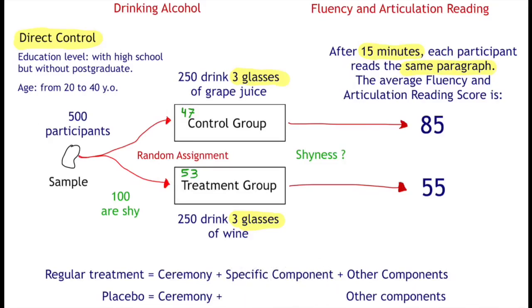We want what we call a placebo. The ideal placebo is as similar to the regular treatment as possible, but without the key component that we want to test. The key component, in this case, is alcohol, and the placebo is the juice.